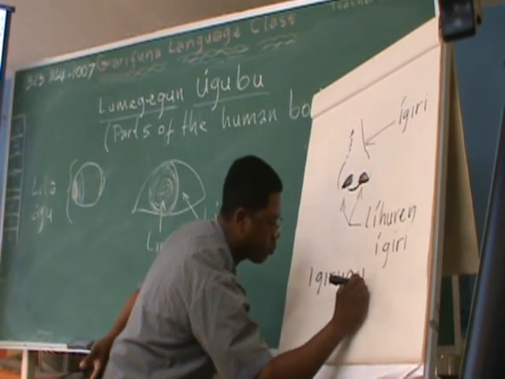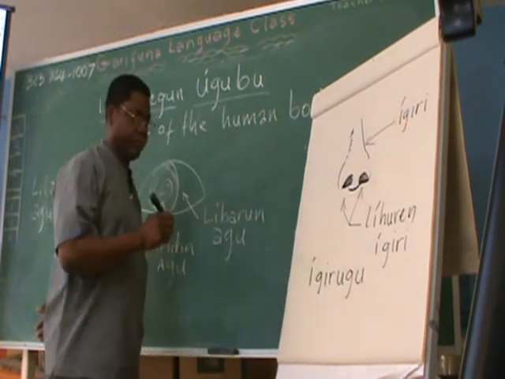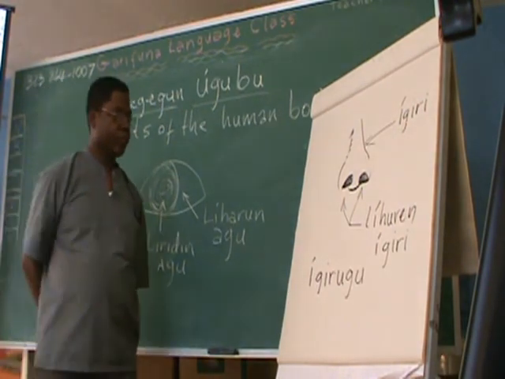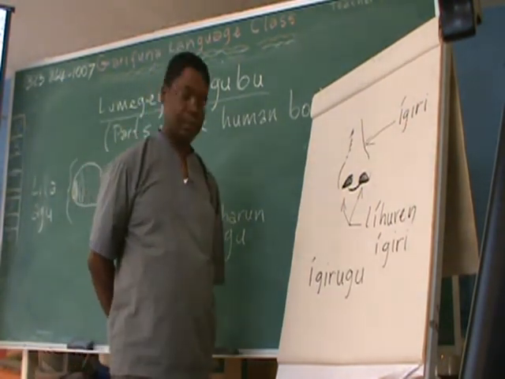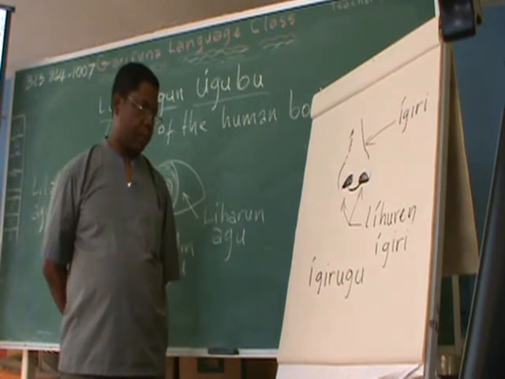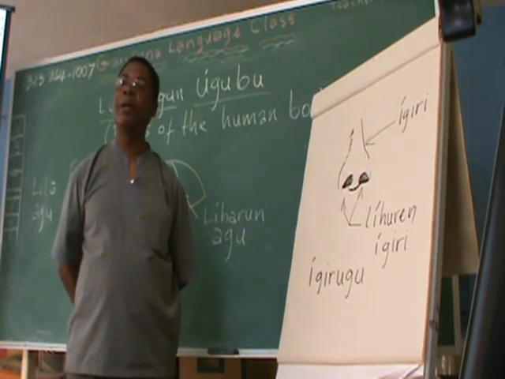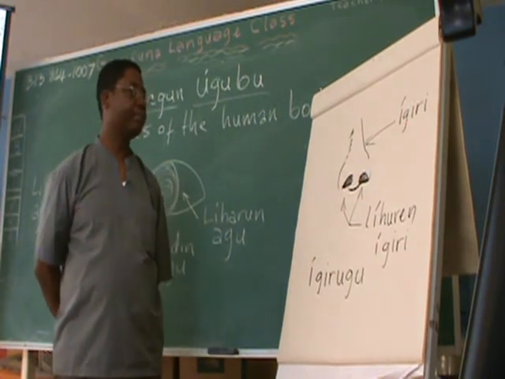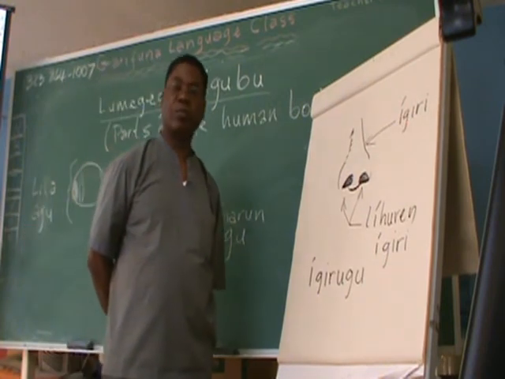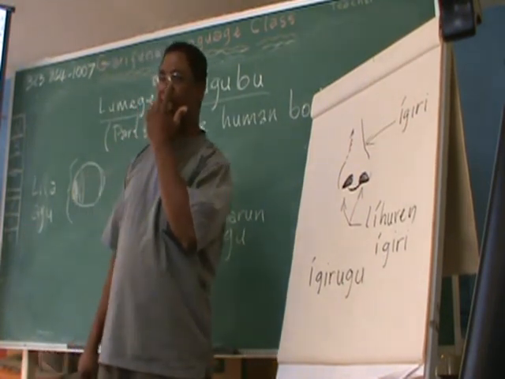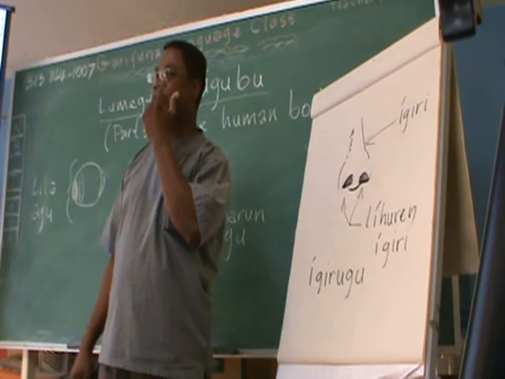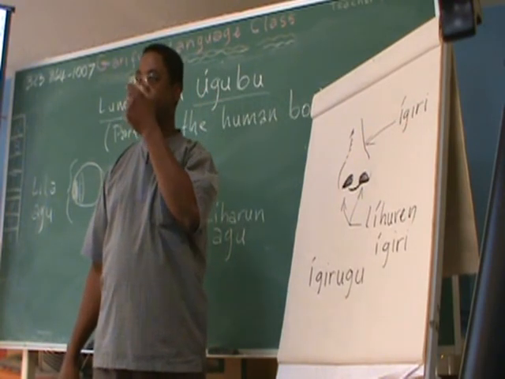Now the internal organ is Igirugu. But is it Igarugu with the umlaut? Igirugu. Okay. Igirugu. So I need to cut a Nigirugu, right? Inside I have the something in my nose, meaning inside my nose.